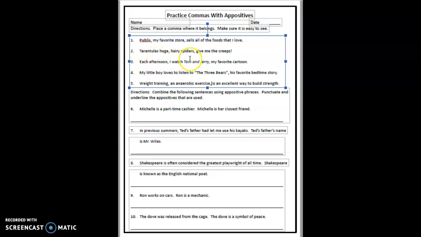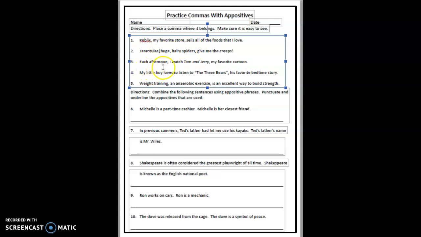Tarantulas, huge, hairy spiders. Now, this comma was already in the sentence because it was describing these two adjectives for spiders. So it was already listed here. This is not an appositive comma. But after spiders, I had to put a comma. Okay, and also after tarantulas, I need a comma because huge hairy spiders is the appositive. The comma here was already in the sentence, but I had to add a comma after tarantulas and I had to add a comma after spiders because that is non-essential. That's just giving me more information about the tarantulas.